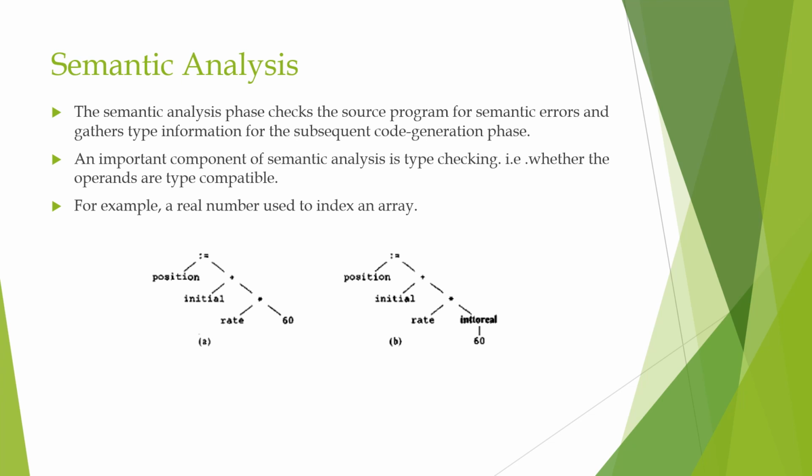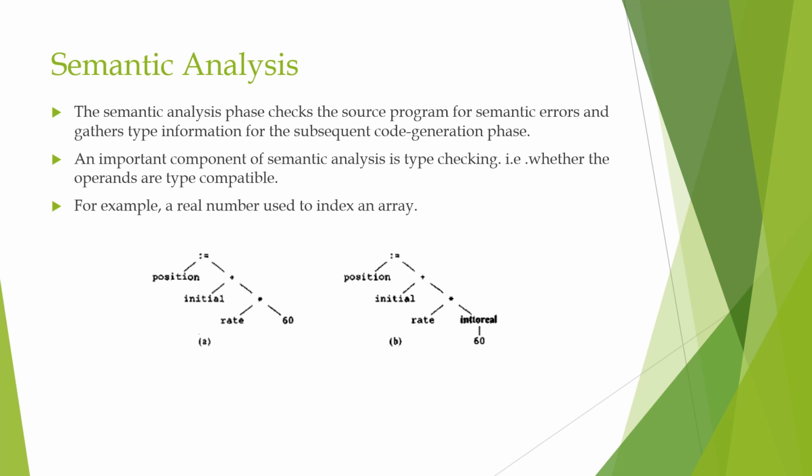Next comes the semantic analysis phase. The semantic analysis phase checks the source program for semantic errors and gathers type information for the subsequent code generation phase. It checks only for the semantic errors. If none, it moves into the code generation phase. An important component of semantic analysis is type checking, that is whether the operands are type compatible. For example, a real number used as an index of an array.